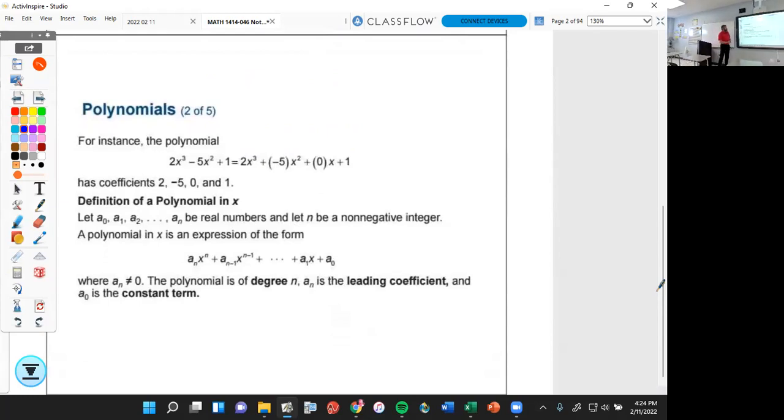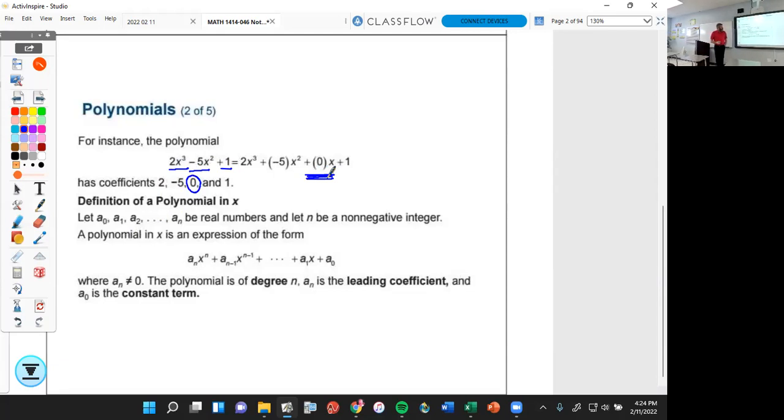So the polynomial 2x cubed minus 5x squared plus 1. That particular polynomial has three terms: 2x cubed, minus 5x squared, and 1. The coefficients on that are 2, -5, 0, and 1. So why do we say the 0? Well, if you look closely at that polynomial and the way they expanded it, they actually included that 0x term.